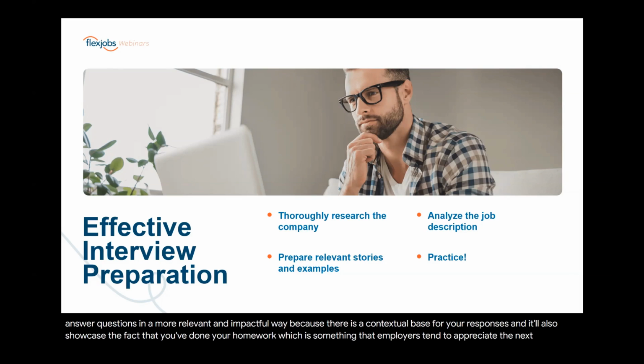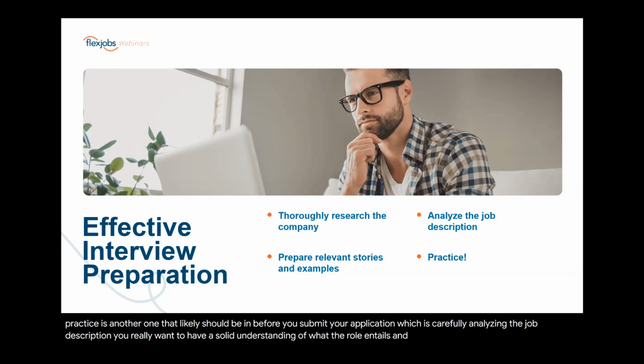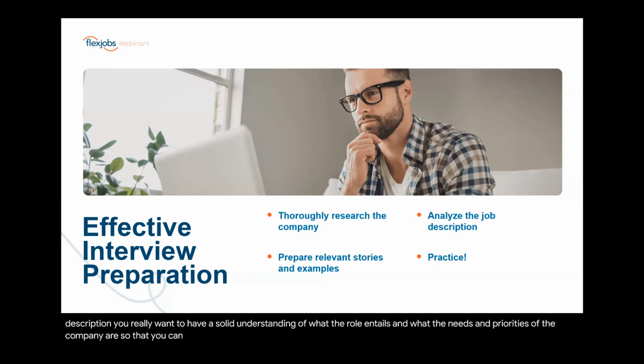The next best practice is another one that likely should begin before you submit your application, which is carefully analyzing the job description. You really want to have a solid understanding of what the role entails and what the needs and priorities of the company are so that you can present your skills, experience, and accomplishments in a relevant way, highlighting your strong fit for the position. I often kind of phrase this as thinking about your audience.